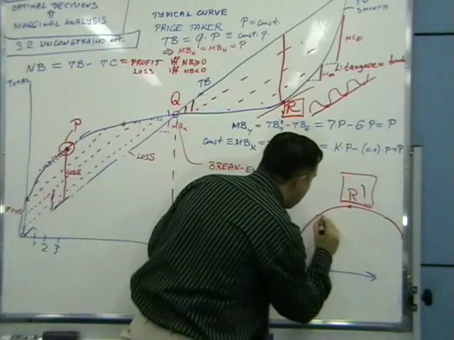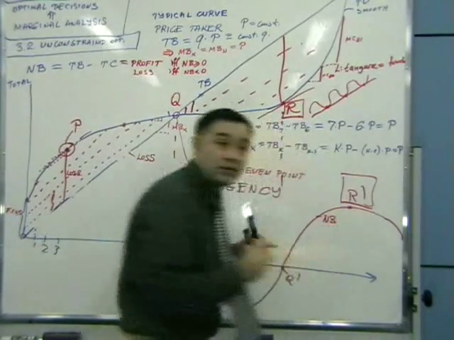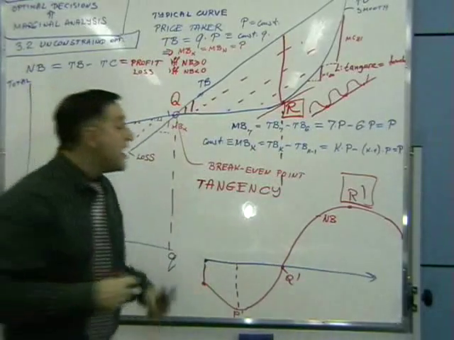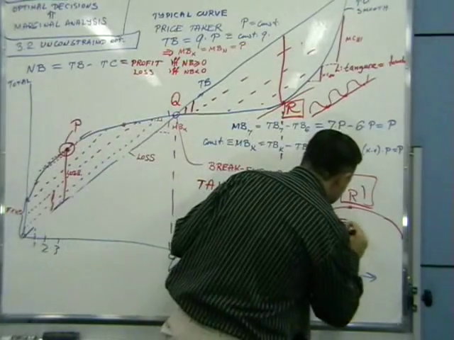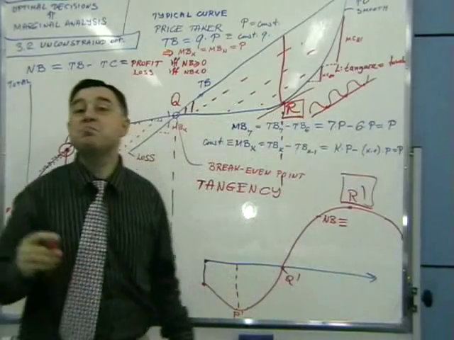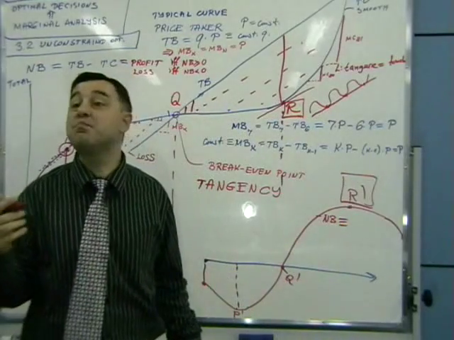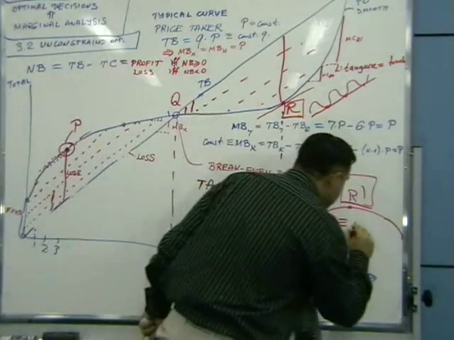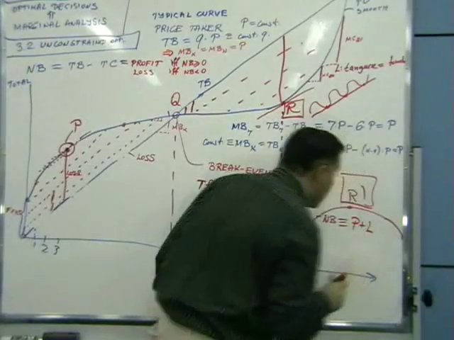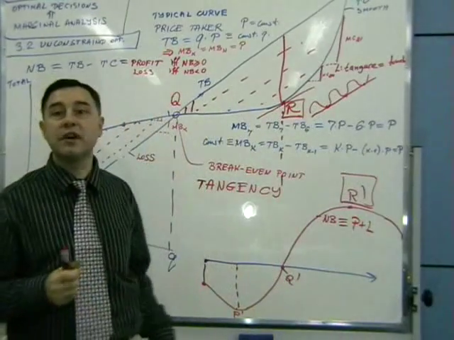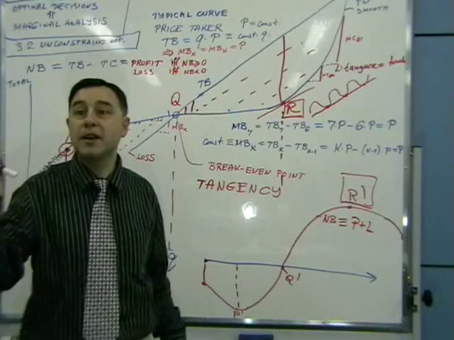Yeah, this curve we call the net benefit curve, right? And in business, it is called the profit and loss, P&L curve. All right? It's fairly clear?